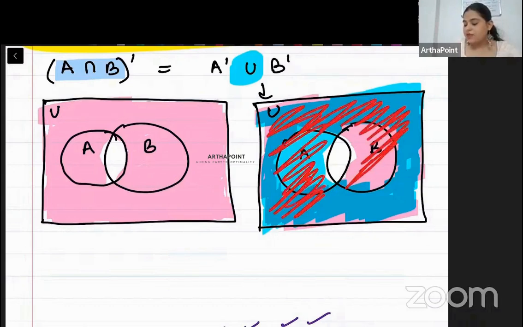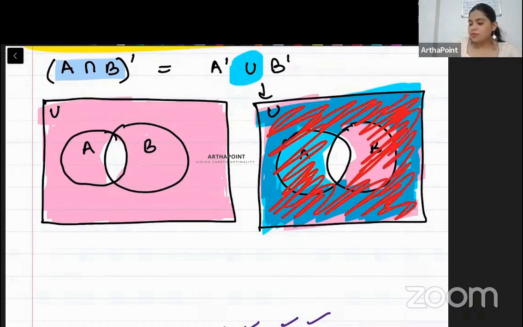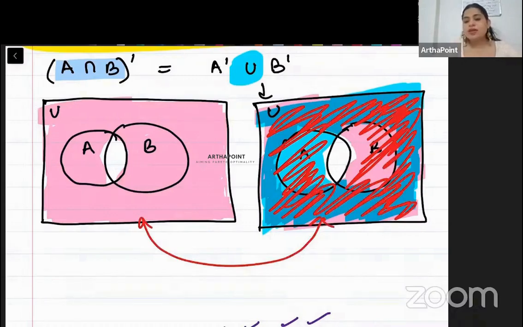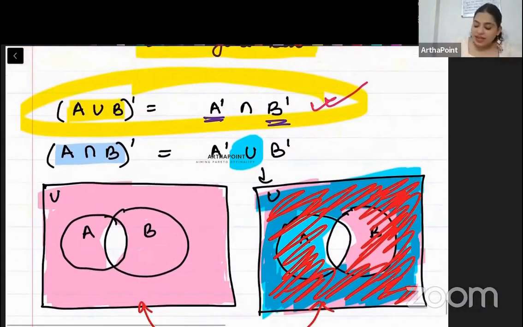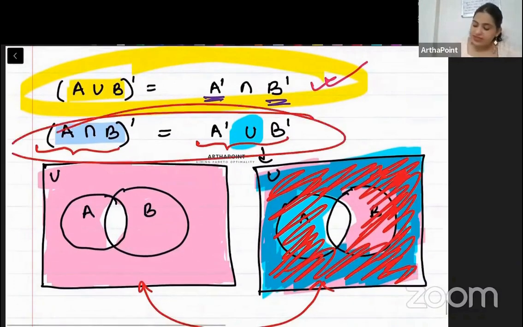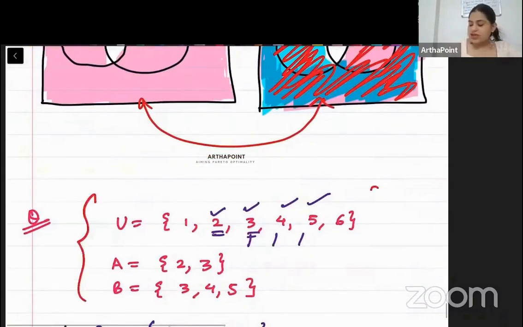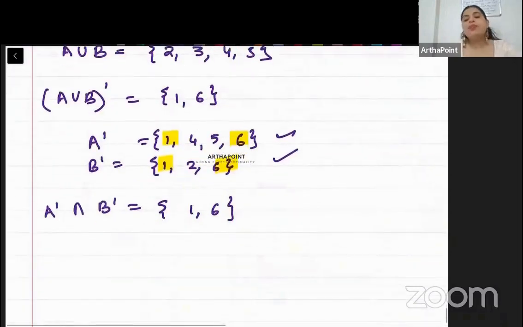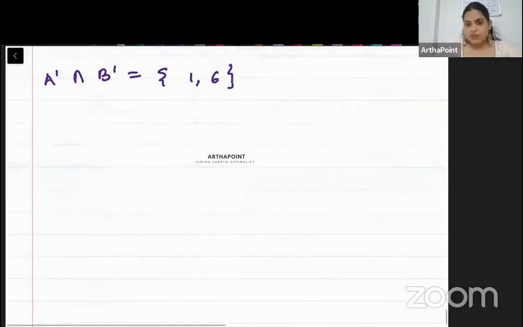That means entirety of this except the intersection part. But this and this are coming as the same. Jo yahan shade hua, jo wahan shade hua, wo to same hi hai. So again, we have proved the De Morgan's law that A intersection B complement is equal to A complement union B complement. I want you to try this using this example also, just like I proved this part. Okay. Now, I want to go ahead and I want to write all the properties of complement sets.